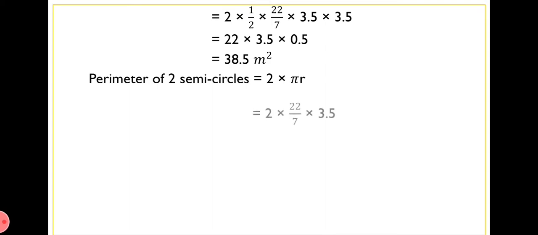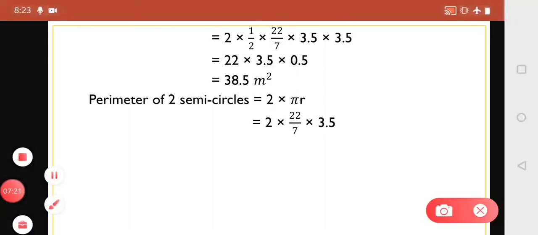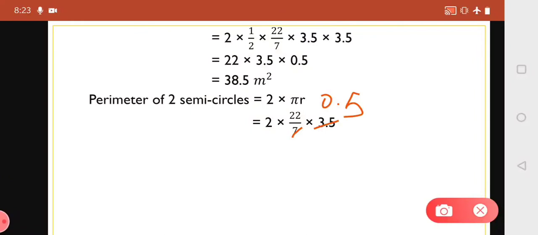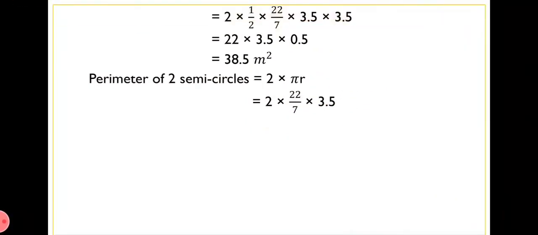Inserting the values, equal to 2 into 22 upon 7 into 3.5. Again here you can cut 7 ones are and 7 0.5. Now we multiply 2 into 22 into 0.5, so we will get 22 meter, because 2 into 0.5 is 1, and 1 into 22 is 22. So the perimeter of two semicircles is 22 meter.